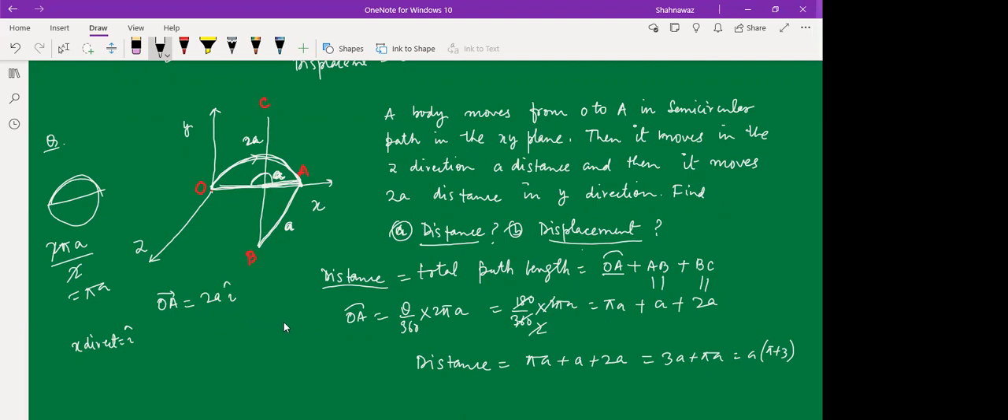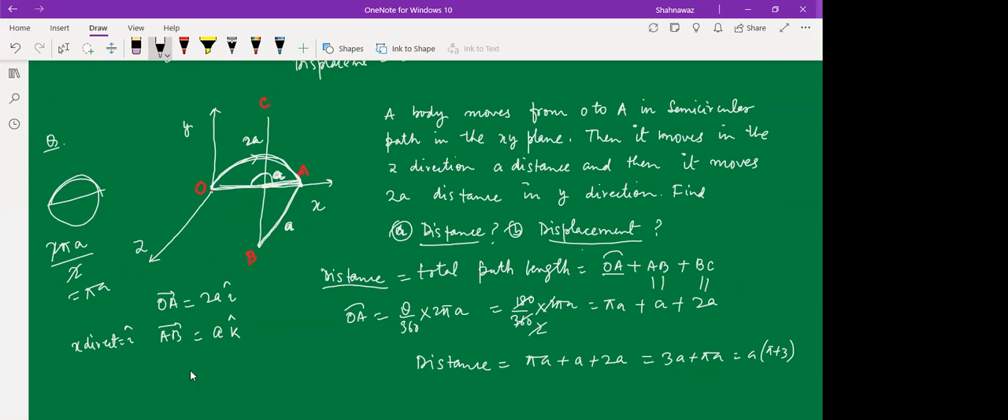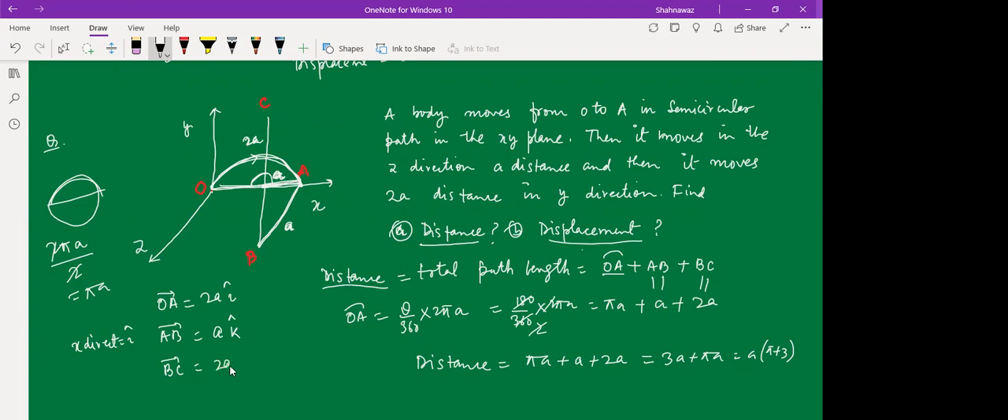And what will be the AB vector? It goes in the z direction, a distance. So it will be A k hat. And what will be the BC vector? It is in the y direction, 2A j hat.